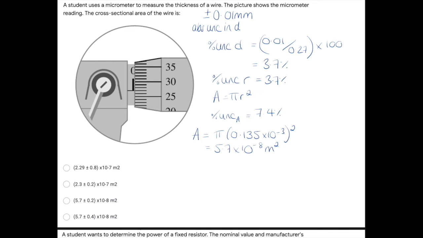So the last thing then to do is to work out 7.4% of that 5.7 times 10 to the minus 8. So 5.7 times 10 to the minus 8 multiplied by 0.074 gives us a value of 4.218 times 10 to the minus 9, or that's 0.4 times 10 to the minus 8. So we can see therefore that our answer for the area is 5.7 plus or minus 0.4 times 10 to the minus 8 meters squared, which is D.